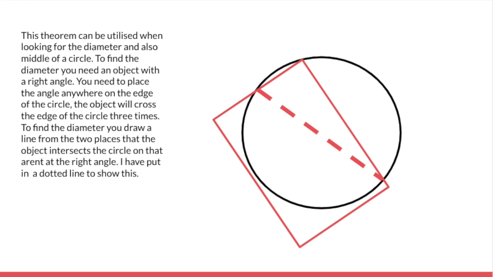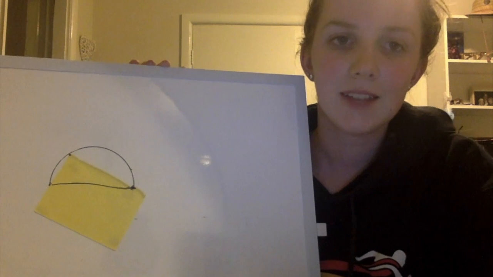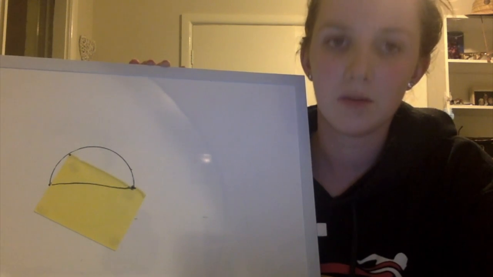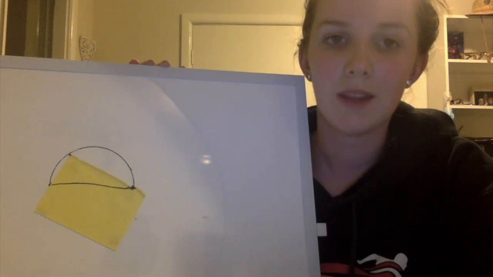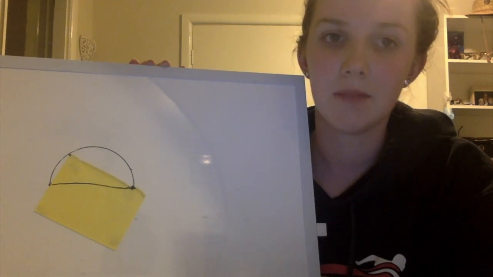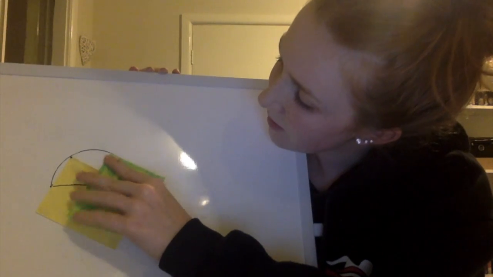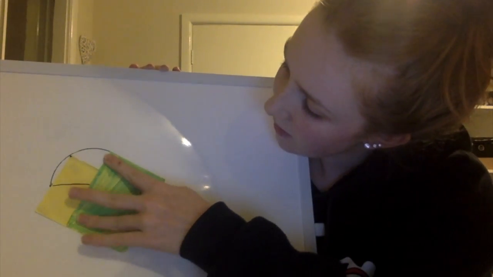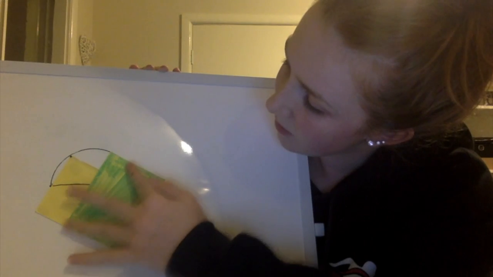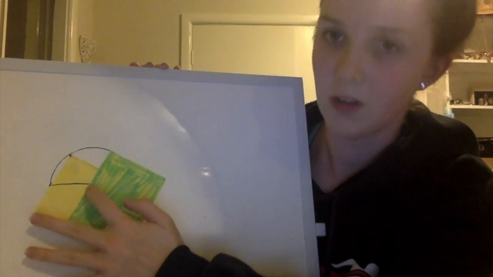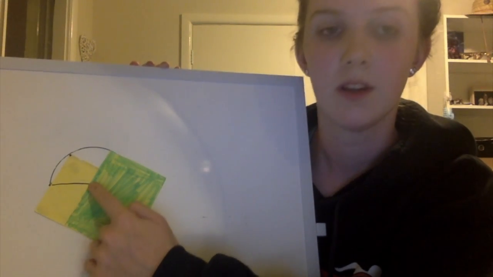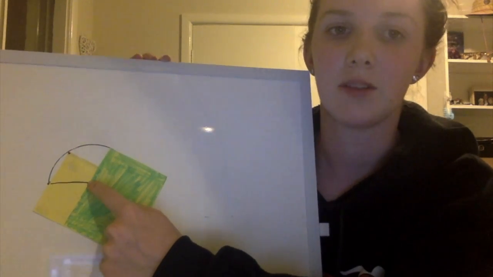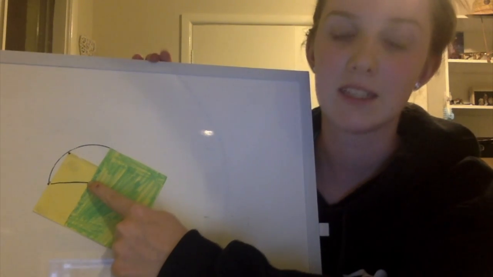The distance of the dotted line will be the diameter of the circle, and the middle of this dotted line will show you the middle of the circle. You can take this further and find another right-angled object and repeat the previous steps. Where the diameters intersect in the circle is the middle. So, it intersects the circle there and there, so therefore this will be the middle of the circle. This may have been used in history when they were making wheels and putting the beams in to add structural stability.